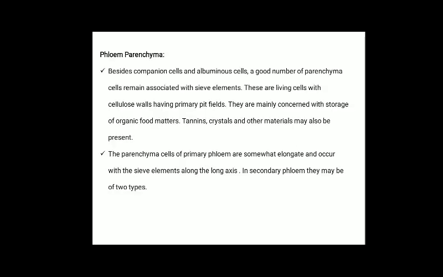Then phloem parenchyma. Besides companion cells and albuminous cells, a good number of phloem parenchyma remain associated with sieve elements. These are living cells with a cellulose wall having primary pit fields. They are mainly concerned with storage of organic food materials. The parenchyma cells of primary phloem are somewhat elongated and occur with sieve elements along the long axis. In secondary phloem, there may be two types.